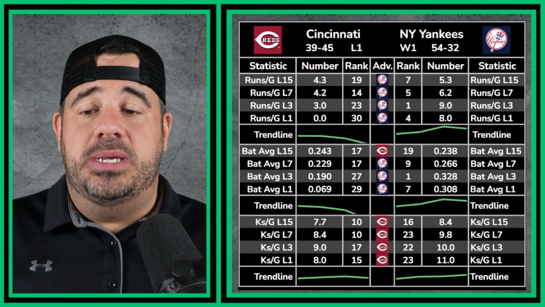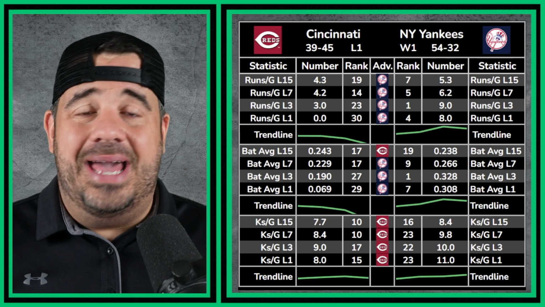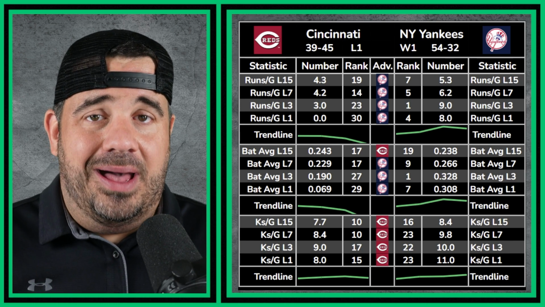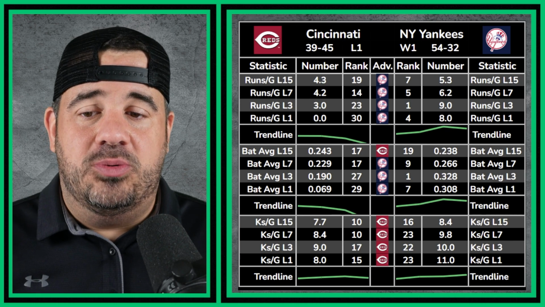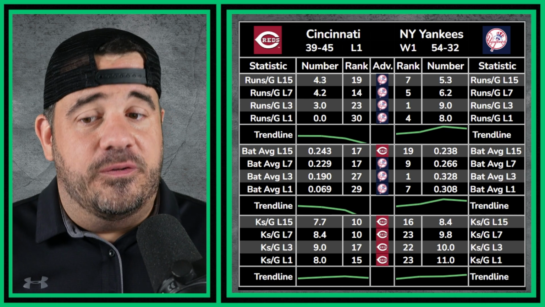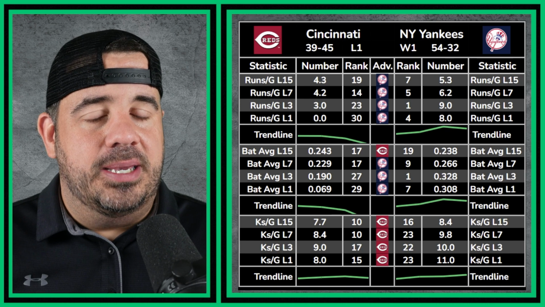Looking at the bats, we see why. Cincinnati is ice cold. Yankees are quite hot right now. Yankees are getting 9 runs a game. That's first in the majors in the last 3. Batting .328, which is also first, but they are striking out some, 22nd. So that's something to look at.